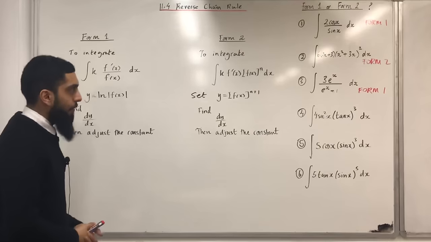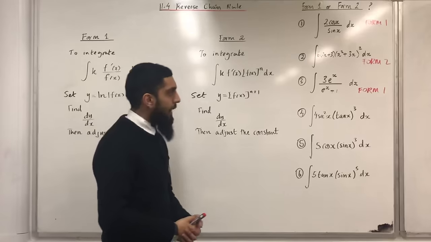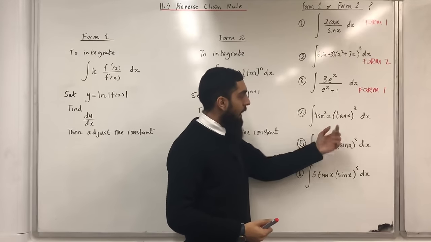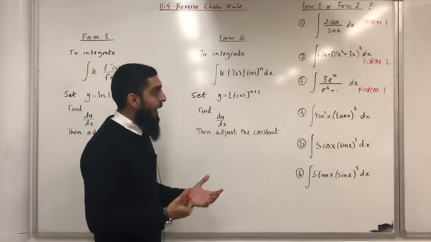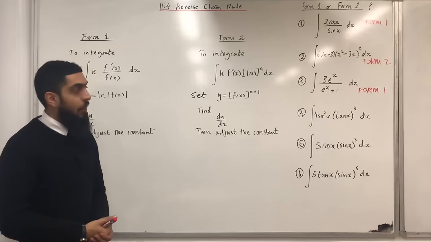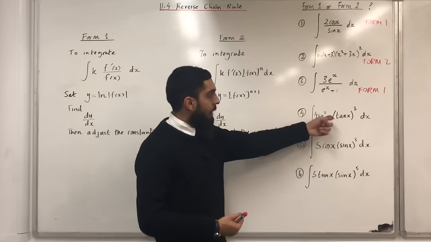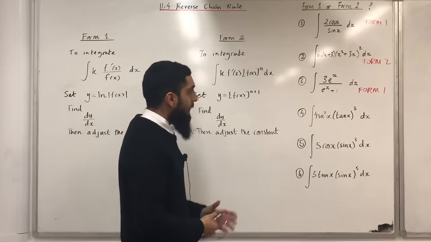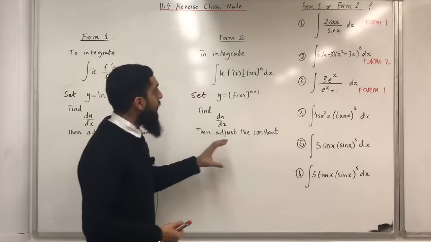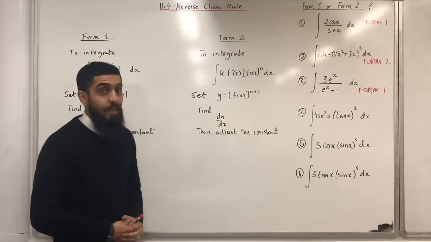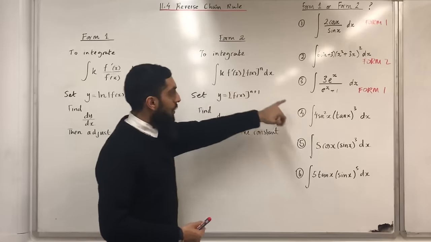Fourth integral. Now, inside the bracket, I have tan x, okay? If I differentiate tan x, I get sec squared x. So I have f dash in front of f. So this particular integral follows Form 2. And in this particular case, k is equal to 4.